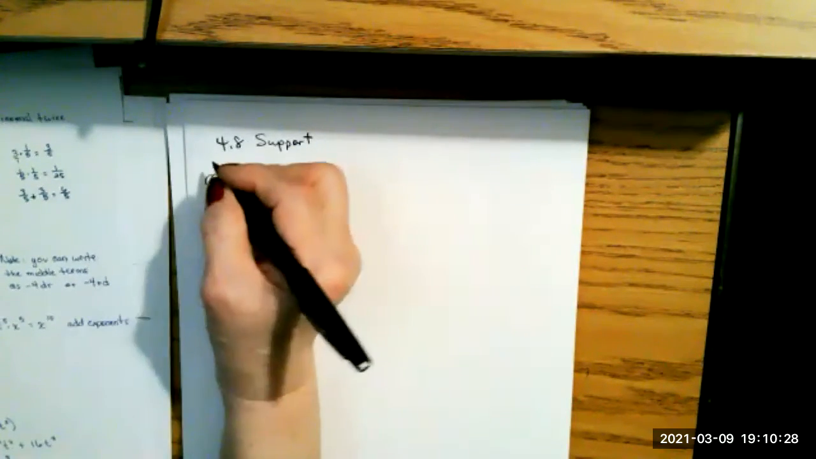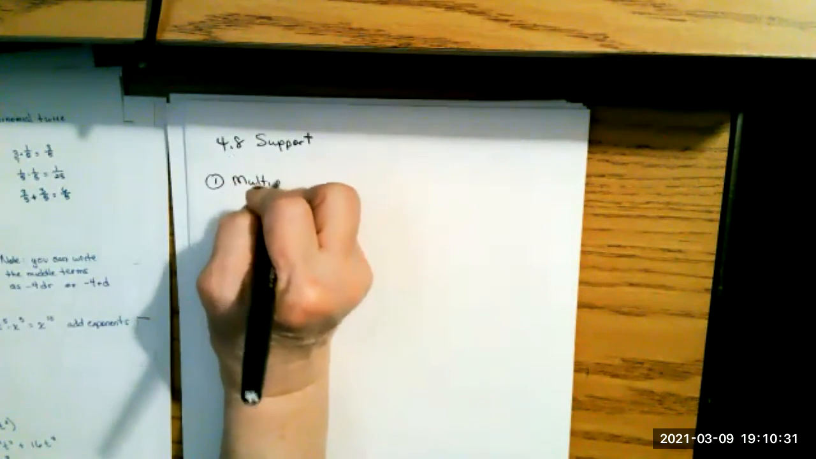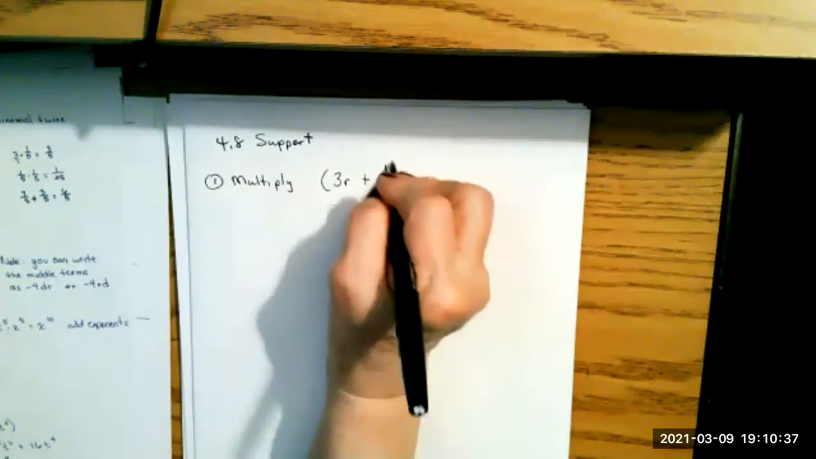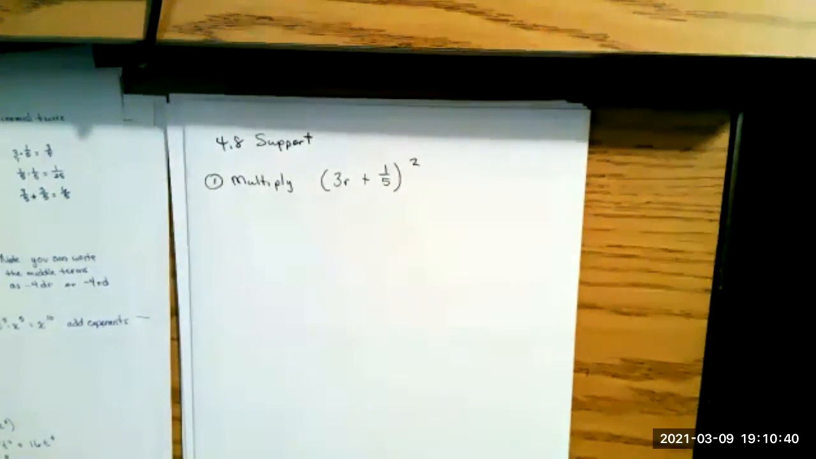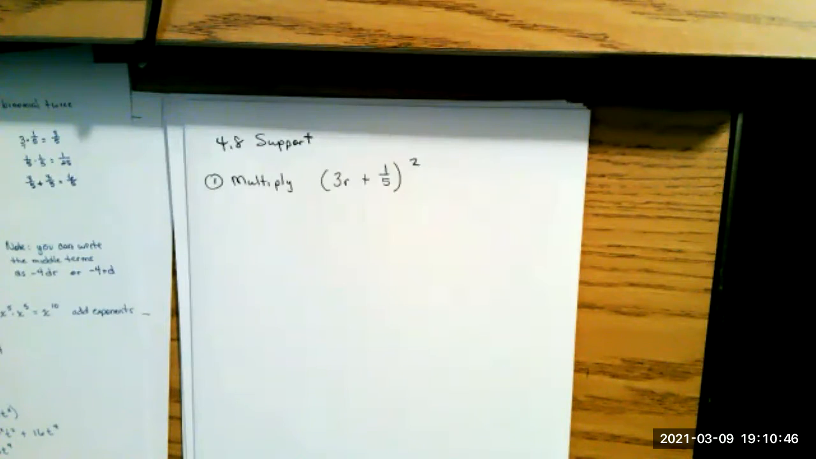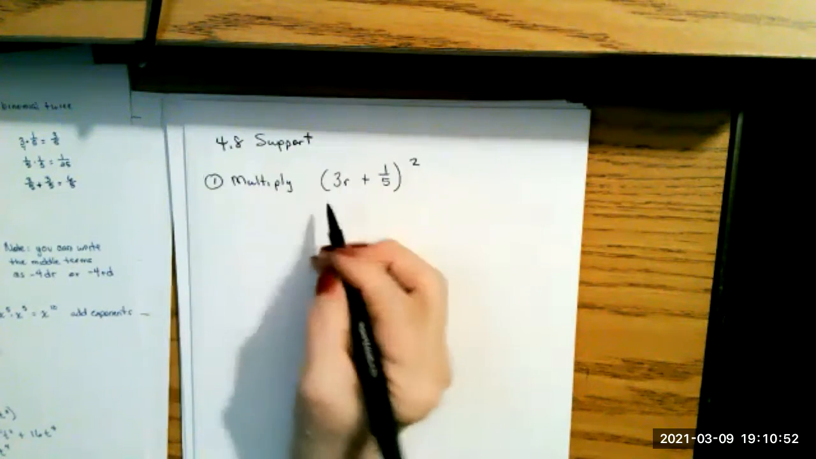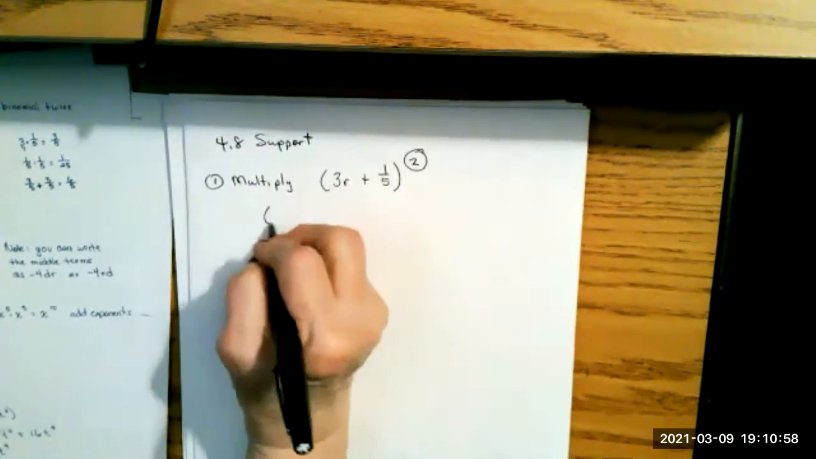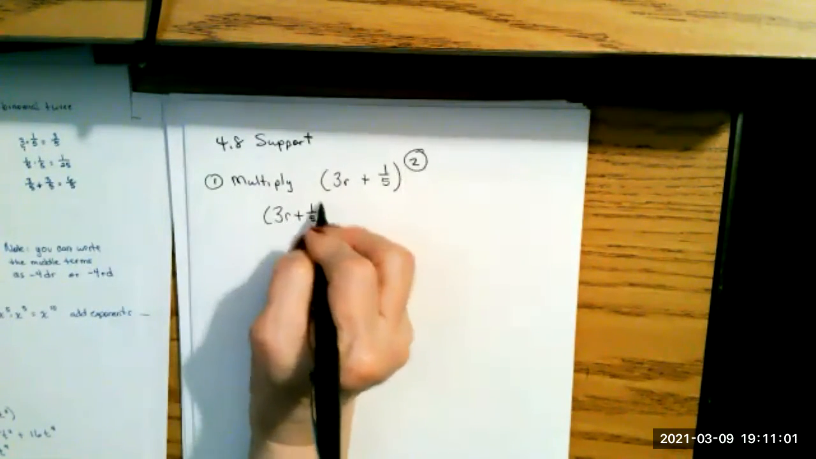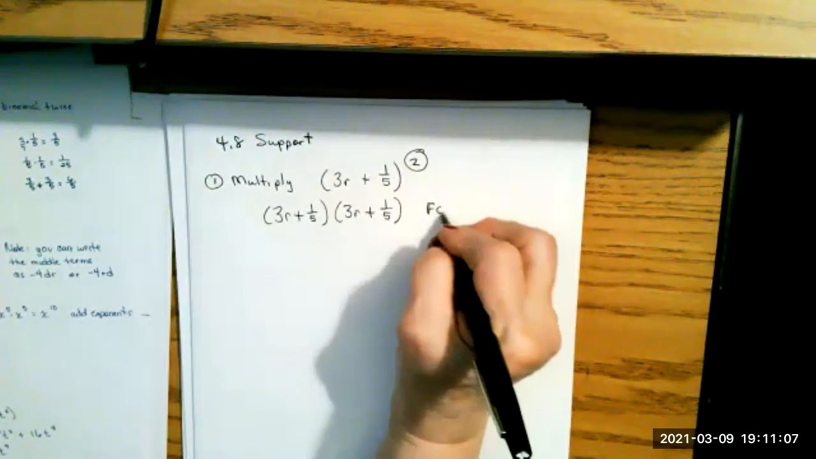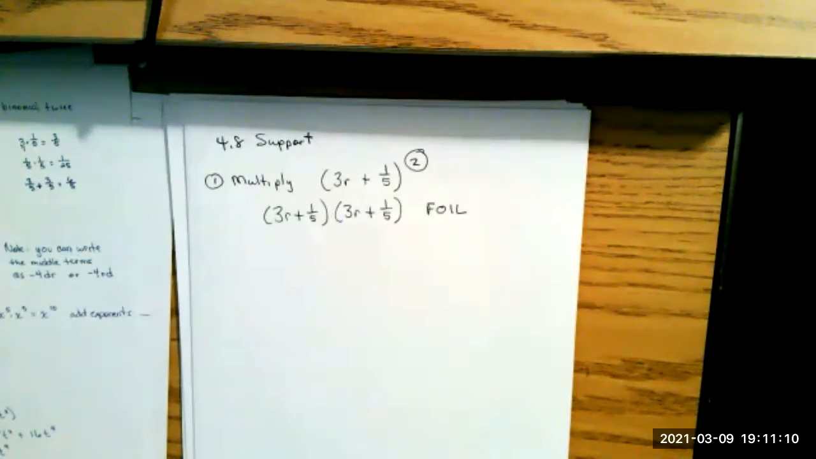Let's do number 1. Number 1 says multiply. You have a 3r, and this one has a fraction in it, which is why I wanted to do it tonight. Mine says 1/5. Yours might say 1/3 or 1/8. So they'll have the same kind of problem for number 1. It just might be a different fraction or a different number in the front. So remember, this little 2 means that you're going to write it down twice. 3r plus 1/5 times 3r plus 1/5. And you're going to FOIL it. First, outer, inner, last.